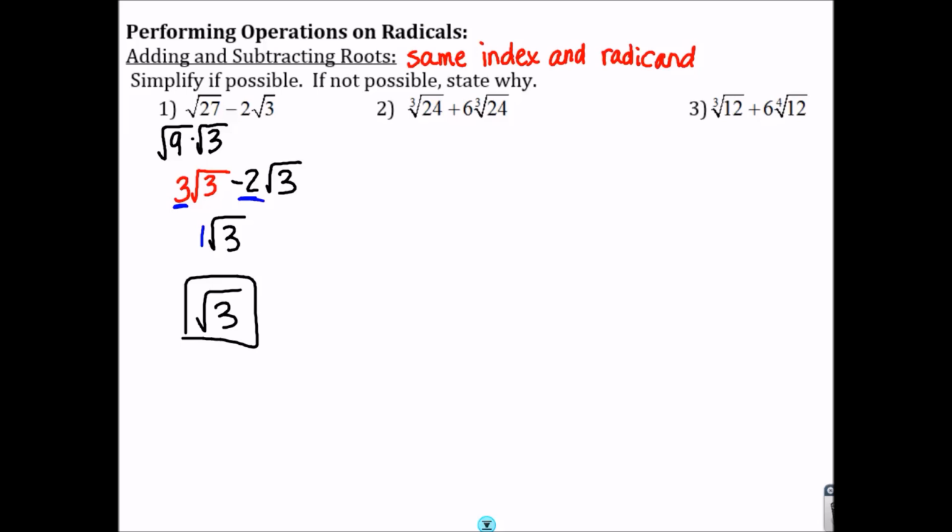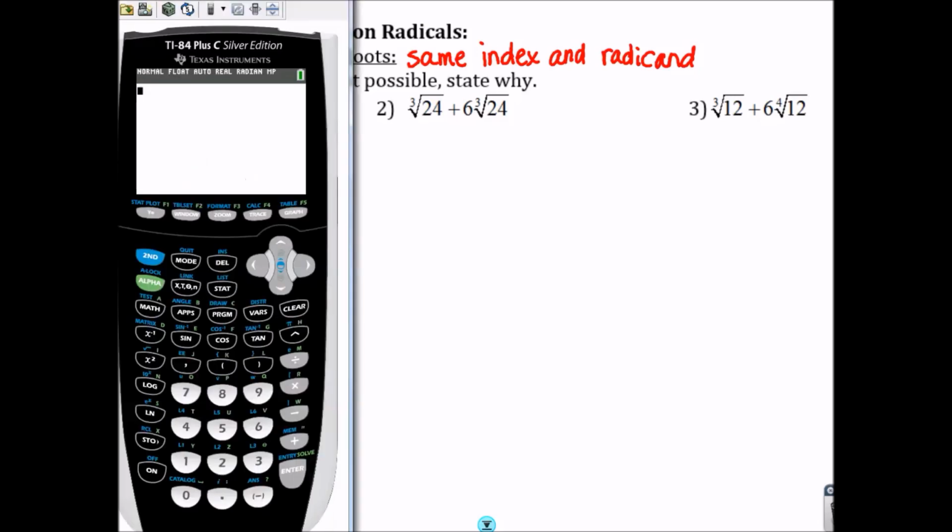You can check these answers on your calculator. If you type the original expression in, square root of 27 minus 2 square root of 3, it gives you a decimal. We got square root of 3 as our final answer, so we can type square root of 3 in. And since it gives us the same decimal, we know that they are equivalent. The only tricky part with this is you don't necessarily know if your final answer is fully simplified, but you can use this to help see if you've made a mistake anywhere.